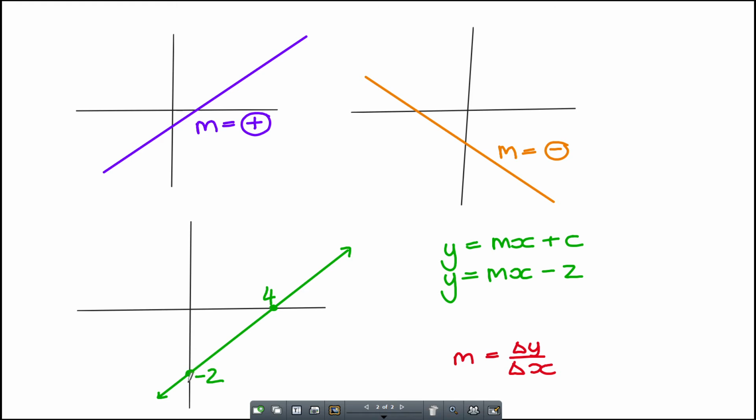verskil in y, kyk gou my y, is mos daai, né? En hoe lank is daai stukkie? 2, né? En hoe lank is my verskil in x? 4, né? So, dit kan wees, verskil in y is 2, verskil in x is 4, so my gradient gaan wees 'n half. Nee, ek gaan nou vir die ander langer manier ook wys.